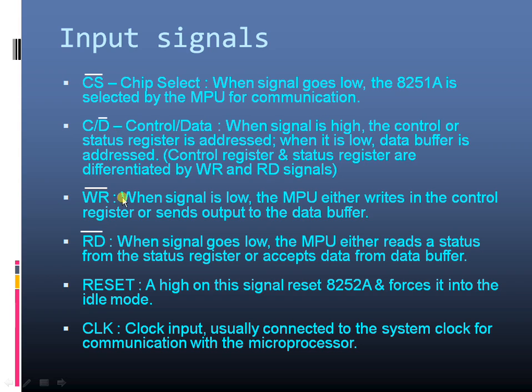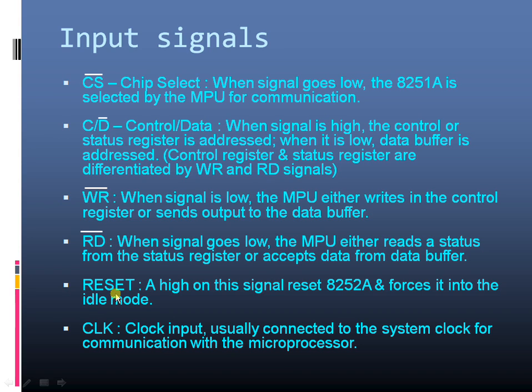And WR bar, which is nothing but write bar. This is again an active low pin, and it is used by the 8086 processor to intimate the 8251 that it wants to write data to the 8251. And RD bar, which is nothing but read bar, is again an active low pin. This is used by the processor to intimate the 8251 that it wants to read data from the 8251.